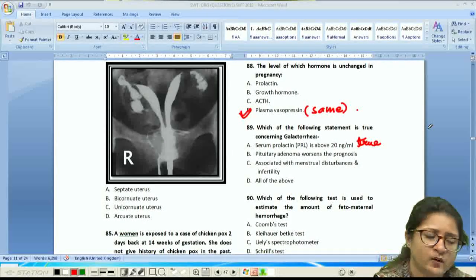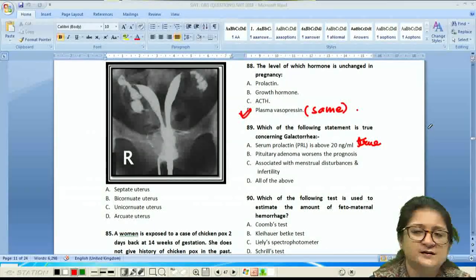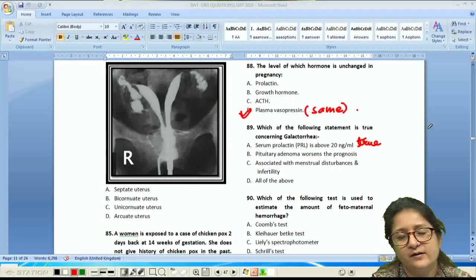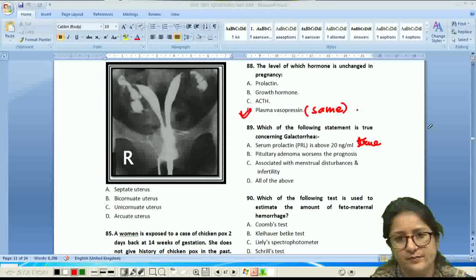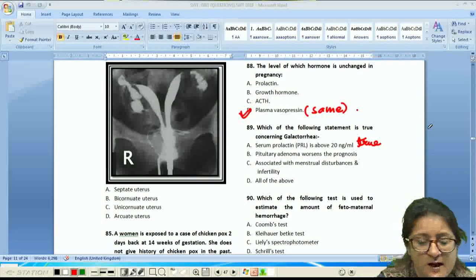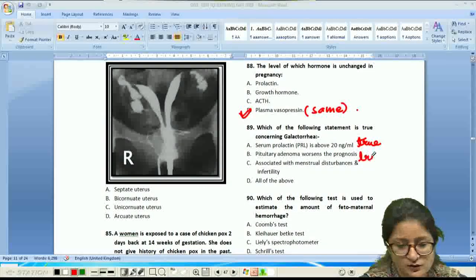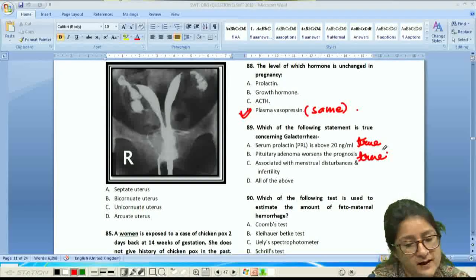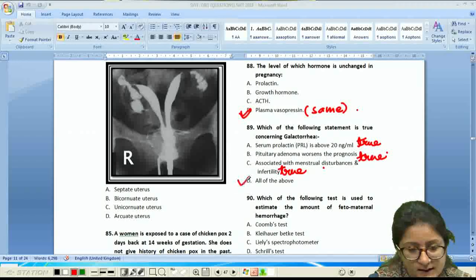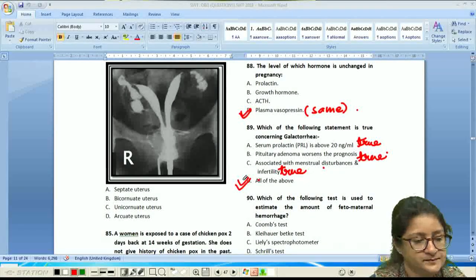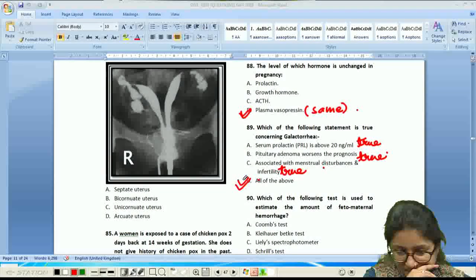Like what are the more important causes? Hypothyroidism and drug intake. Hypothyroidism can be easily treated with thyroid replacement, and when we talk about drug intake, then that drug can be stopped and the hyperprolactinemia will reverse, galactorrhea will reverse. But if it's a pituitary adenoma, which is a tumor, it has a worse prognosis than other factors. So this is also a true statement, and it is associated with menstrual disturbances and infertility. This is also a true statement. So the correct answer for question 89 is option number D.